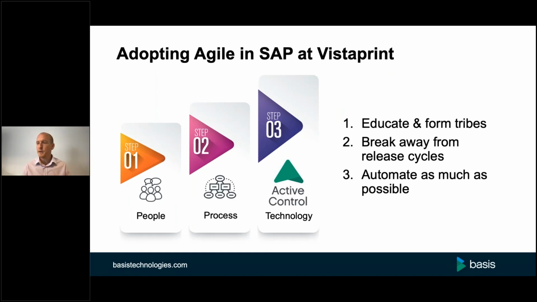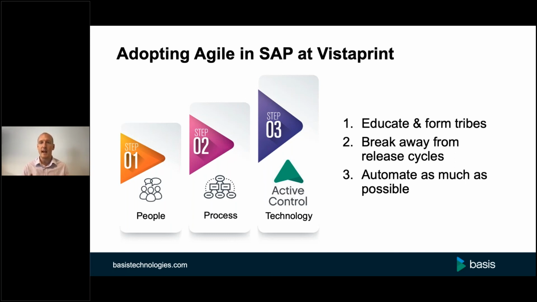And at Vistaprint, they took a three-step process. They defined it as a three-step process in SAP, which again connects to a lot of those things that I've just talked about. So they started very much with the people. More than anywhere else in their IT teams, probably their SAP teams knew the least about Agile, were the least familiar with these kind of concepts.